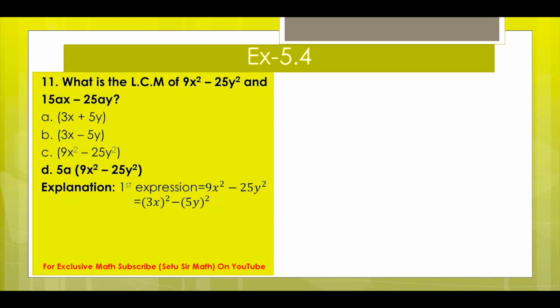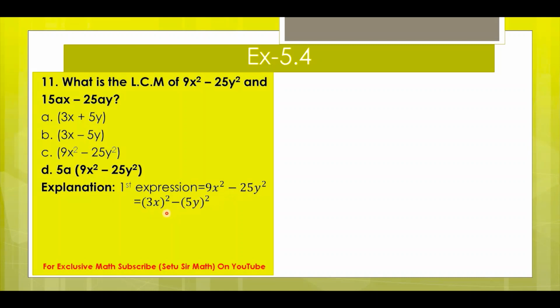The first expression equals 9x square minus 25y square. As you can see, x square, but we have to write the 9 in square form also, and the 25 in square form also. How can we do this? Instead of 9 you can write 3 square. As you can see, 3 square is 9, x square, there will be no change in the value, and 5 square, that means 25, and y square.